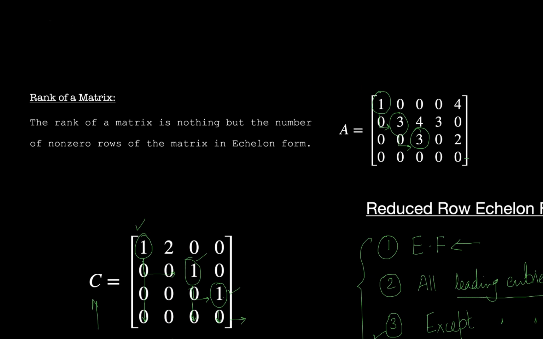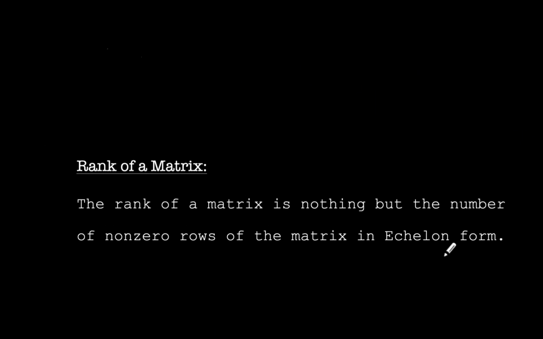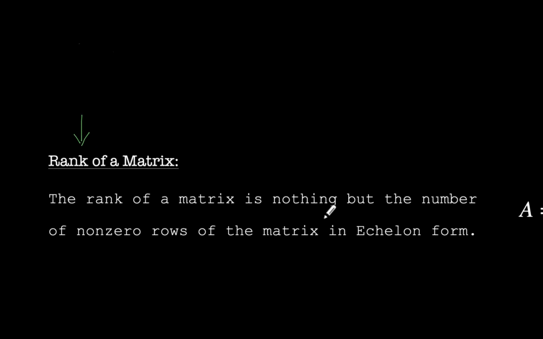Now the last concept, which is very useful in linear algebra and which we will use in our subsequent lectures. It is worthy to mention here. It is about the rank of a matrix. So what is the rank of a matrix? The rank of a matrix is nothing but the number of non-zero rows of the matrix in echelon form. That means if you have to find the rank of a matrix, reduce it to echelon form and just count the number of non-zero rows. That will give you the rank of the matrix.